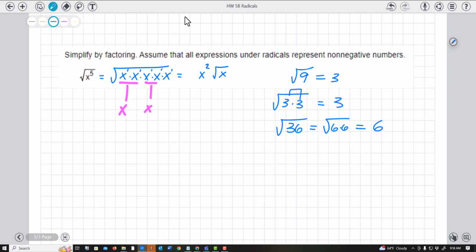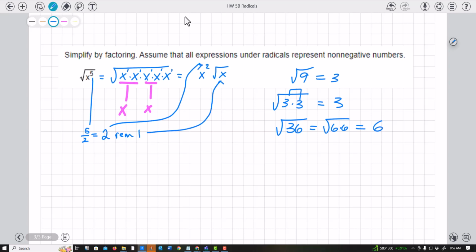What's easier to notice with a square root, since you're coming out by 2's, is you simply can take this power and divide it by 2. So you can see 2 will go into 5 2 times with a remainder of 1. You think that's a coincidence?